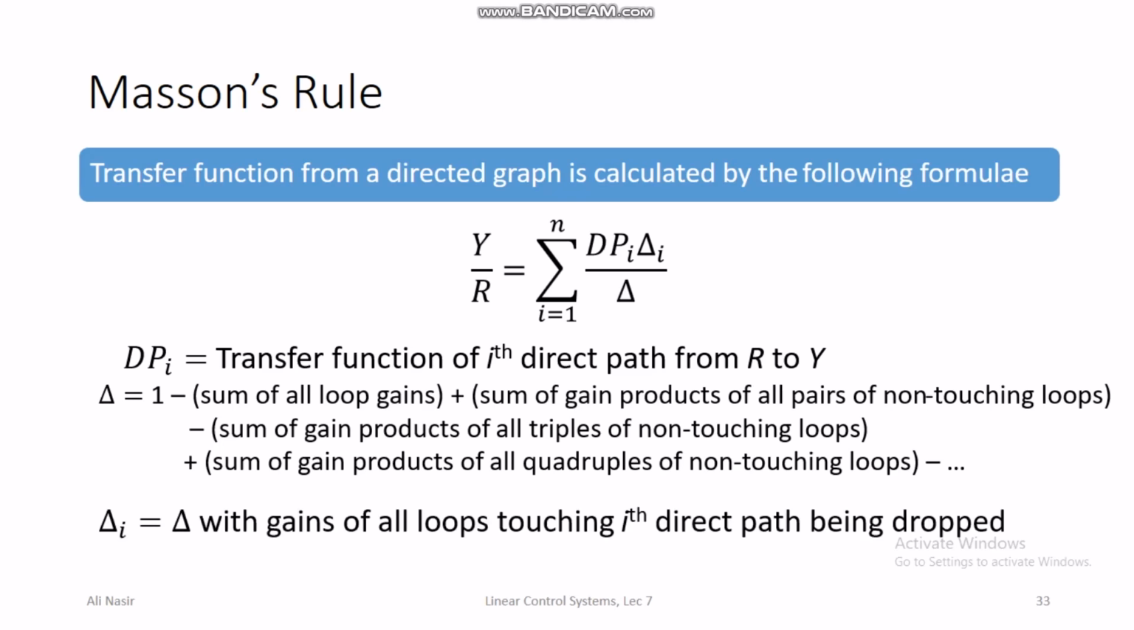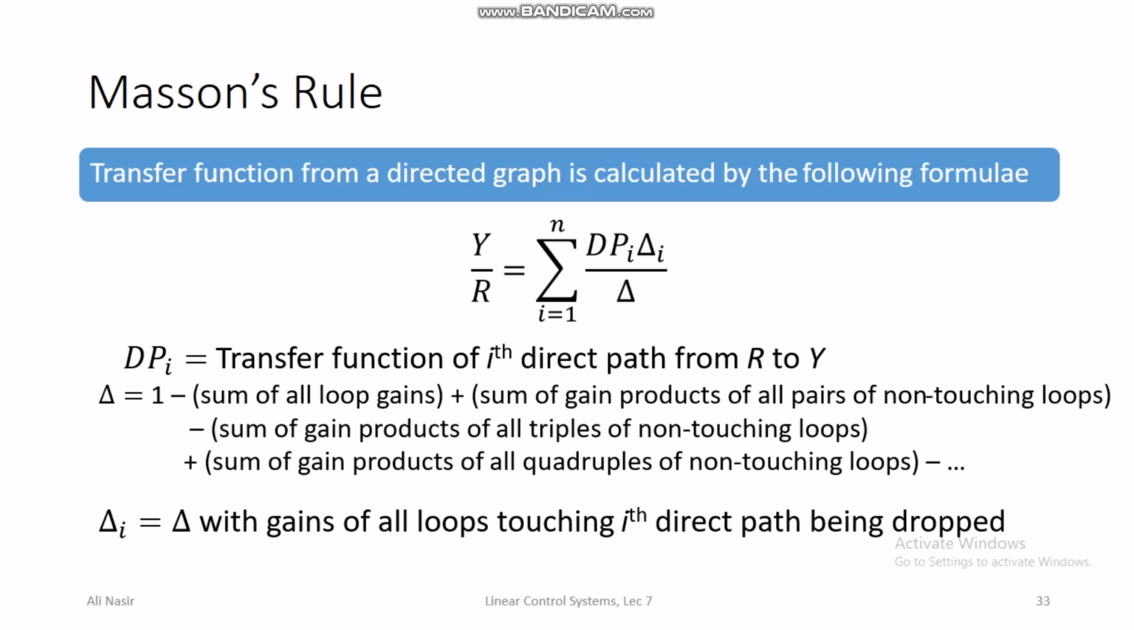Delta I is basically same, the definition of delta I is same as delta, but all the loops that are touching the ith direct path should be dropped. So we do not count any loop that is touching ith direct path while calculating delta I.